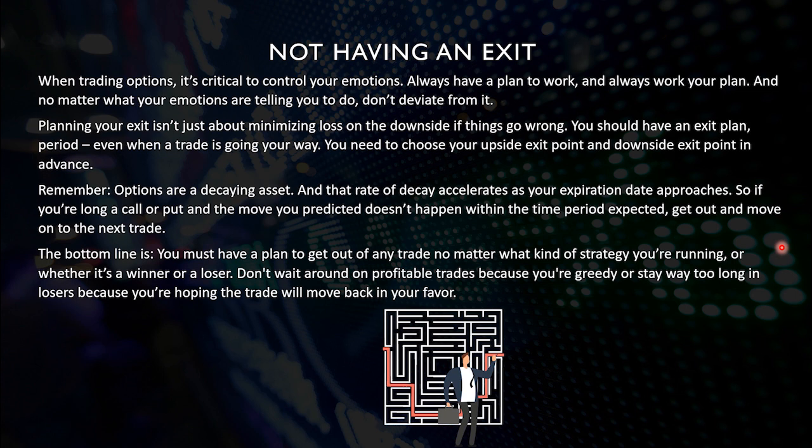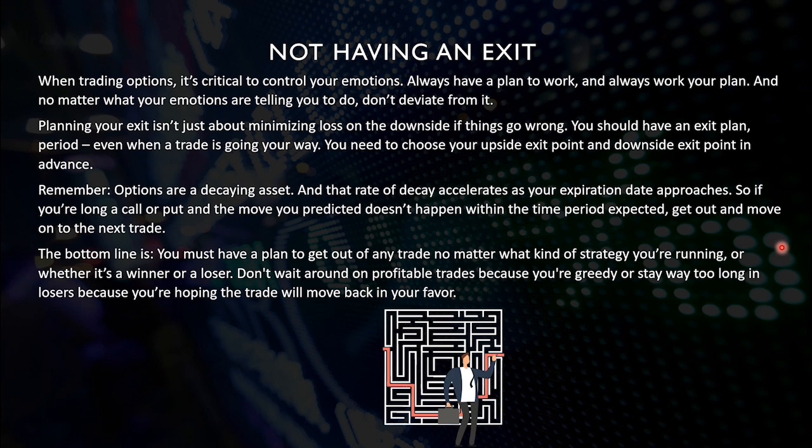It's important to keep in mind with options, you need more than upside and downside price targets. You need to plan for a time frame exit also. Options are a decaying asset. With stocks, you can hold them for as long as you want, but options are a decaying asset. And that rate of decay accelerates as your expiration day approaches. So if you're long a call or a put, and the move up you predicted doesn't happen within the time frame you expected, you need to get out and move on to the next trade. So you need to cut your losses and move on.